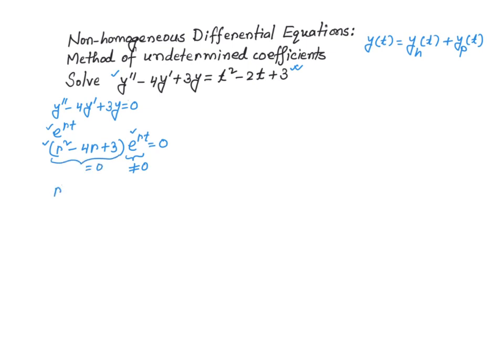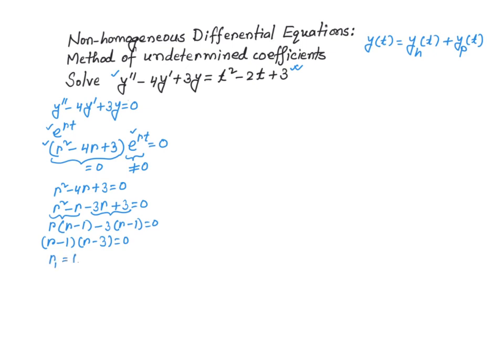So if we solve it, it's going to be r square minus 4r plus 3 is equal to 0. That I could factor into, let's just do it, r square minus r minus 3r plus 3 is equal to 0. If I factor out r from the first two terms, I get r times r minus 1. From the second two, if I factor out negative 3, I'm going to get r minus 1 is equal to 0. So r minus 1 times r minus 3 is equal to 0. So my two solutions, r1 is equal to 1 and r2 is equal to 3.